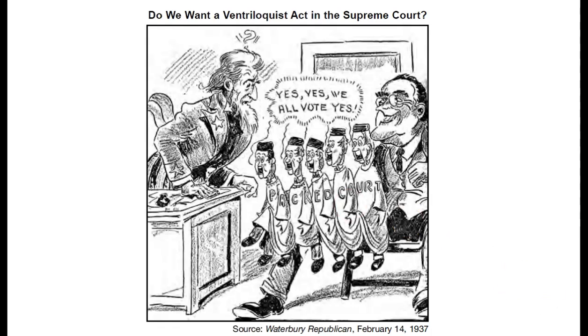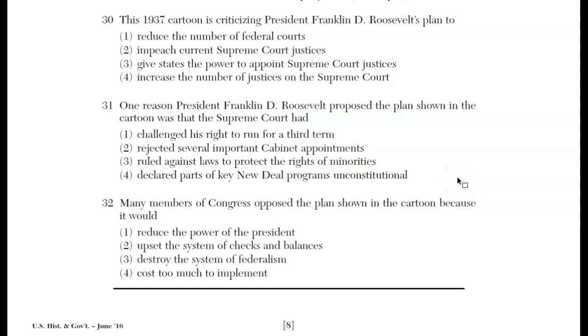Okay, so this 1937 cartoon is criticizing President Franklin Delano Roosevelt's plan to increase the number of justices on the court. One reason FDR proposed the plan shown was that the Supreme Court had declared parts of key New Deal programs, particularly the National Recovery Act, unconstitutional. Many members of Congress opposed the plan because it would upset the system of checks and balances that we hold so sacred that we're even willing to live with it when we don't like the results for the sake of the greater good that they represent.